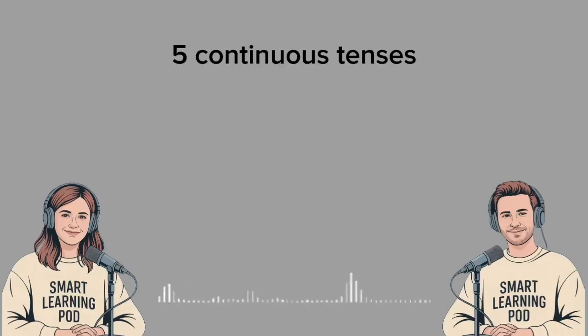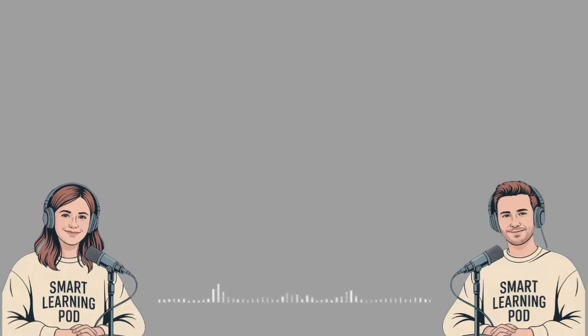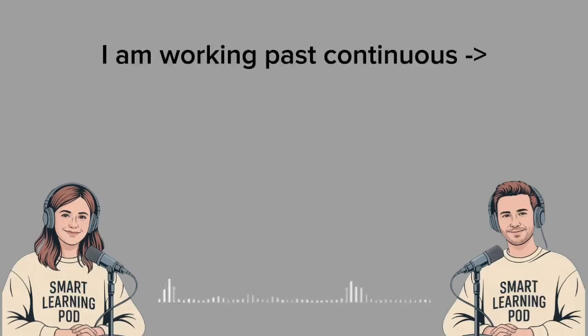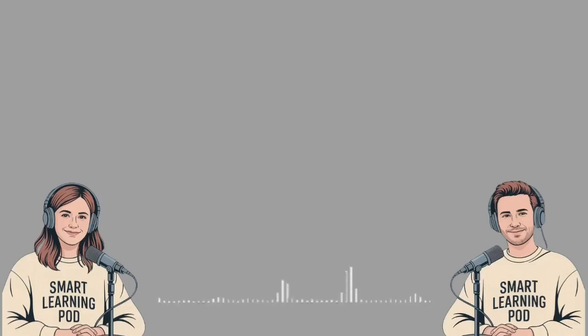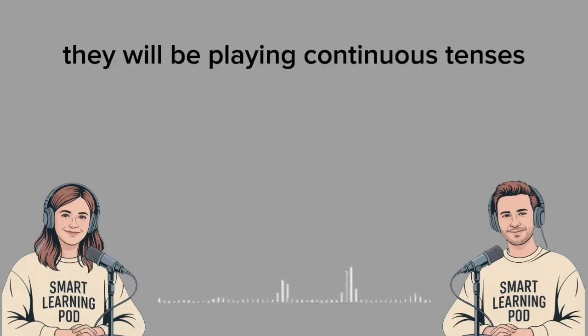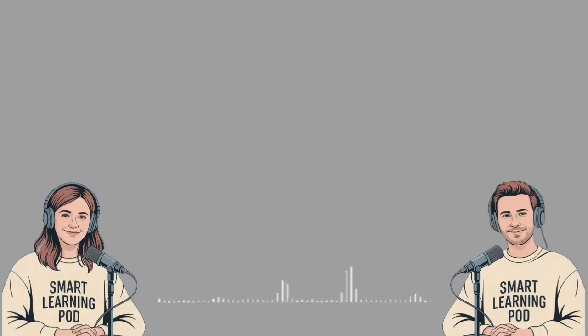5. Continuous tenses. Be also forms continuous tenses with be plus verb ing. Examples: present continuous, I am working. Past continuous, she was studying. Future continuous, they will be playing. Continuous tenses show ongoing actions in different time frames.